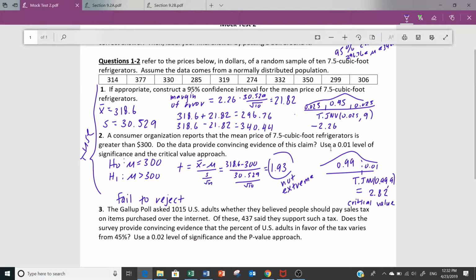So no. The data does not. The z-value is the test. Yeah. Are you talking about the t-value? Because there's two t-values. There's the critical value, and then there's also the 1.93. That's called the test stat. So this is a not extreme test stat.